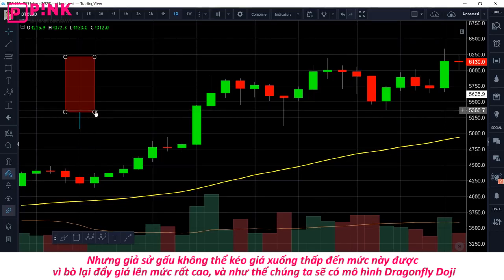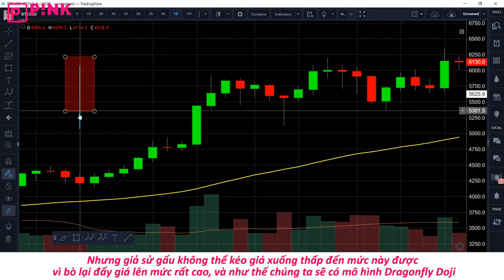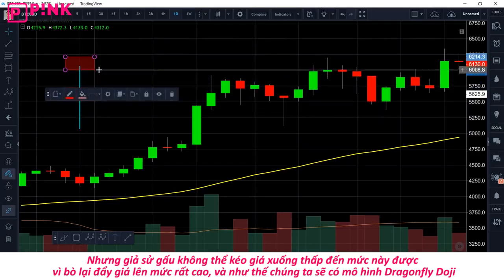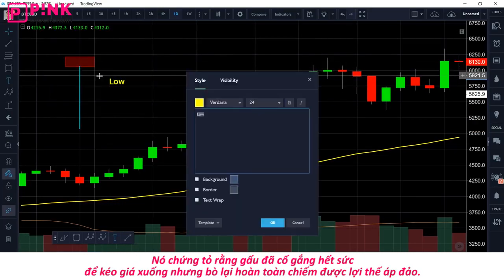But because the bears couldn't keep it down this low, the bulls actually pushed it up much, much higher, looking like that. And this is what we call a dragonfly doji.